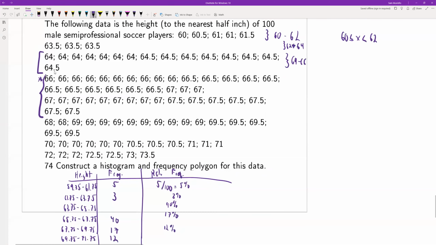Up here, 1, 2, 3, 4, 5, 6, 7, 8, 9, 10, 1, 2, 3, 4, 5. So there's 15 here. Let's adjust the relative frequencies to match. 15, 40, 17, 12.